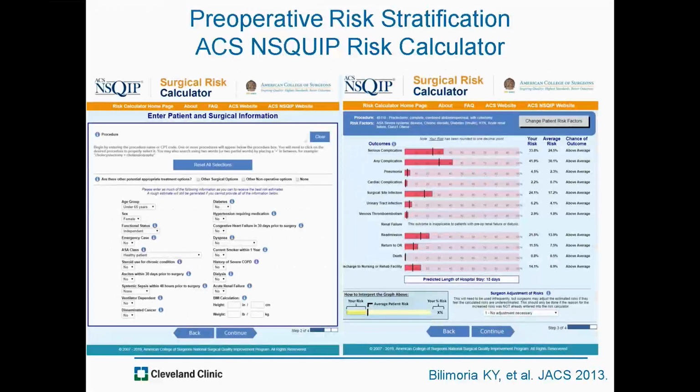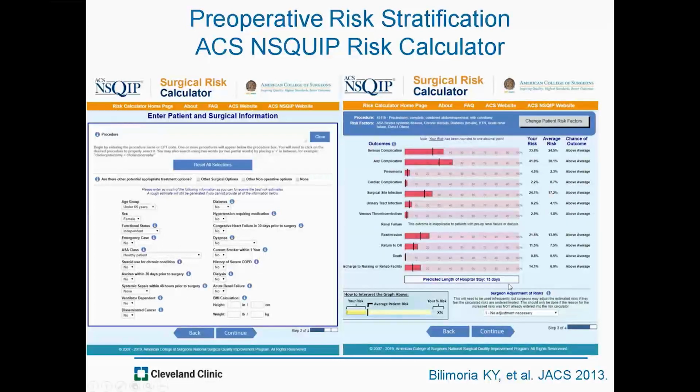So this is what it looks like when you go to the ACS-NSQIP calculator website, and there are many different fields to fill out. Like I said, it's a little bit cumbersome, but most of this information should be readily available. And then once you put in all the information and you continue, the calculator gives you a risk score for different outcomes. And as you can see here, it will tell you how much higher than average the risk for this specific patient is.